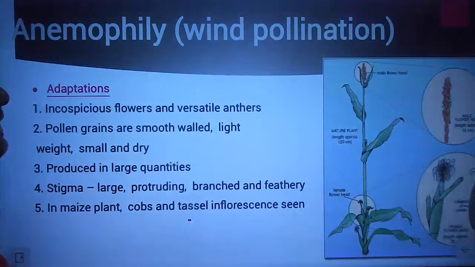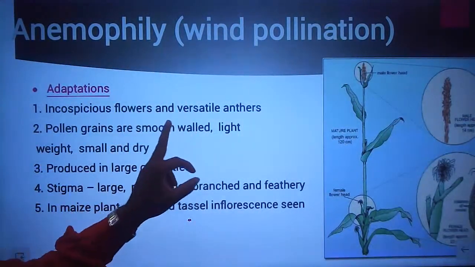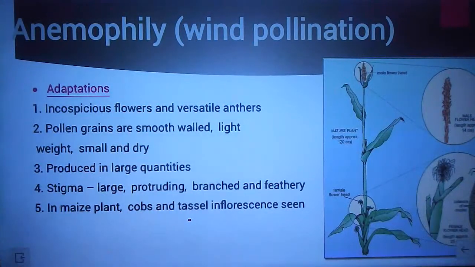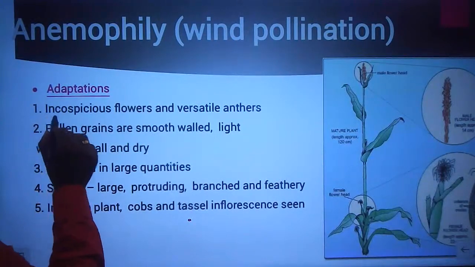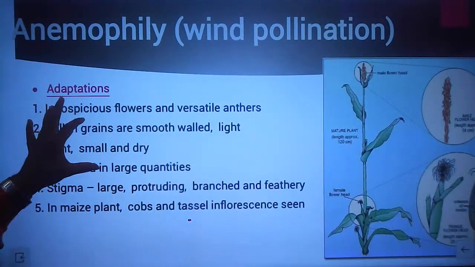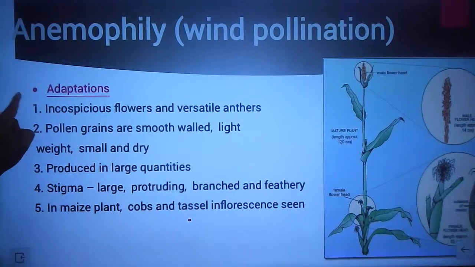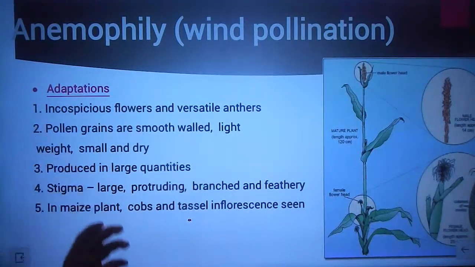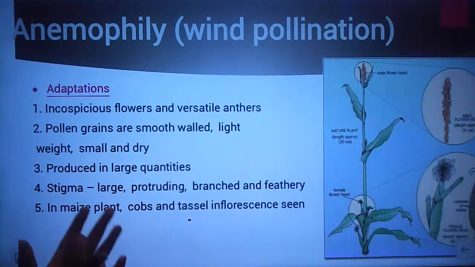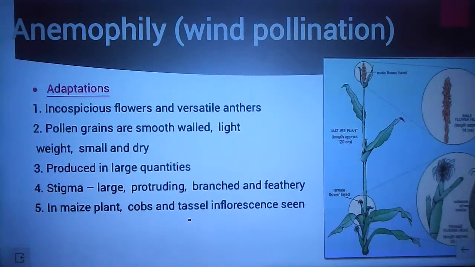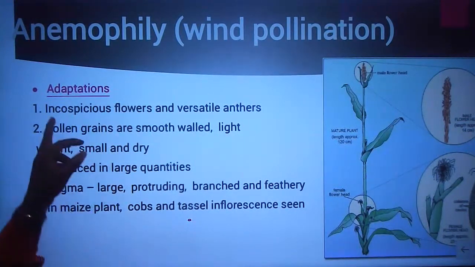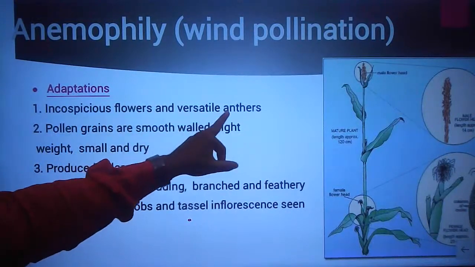Okay, now we discuss the continuation of wind pollination. In this area you get a question on the adaptations of wind-pollinated flowers. They have inconspicuous flowers and versatile anthers. This is one important feature of the adaptation of anemophily, that is wind pollination. The flowers may not be clearly visible, so insects may not approach them. So they are inconspicuous flowers, and they have versatile anthers.